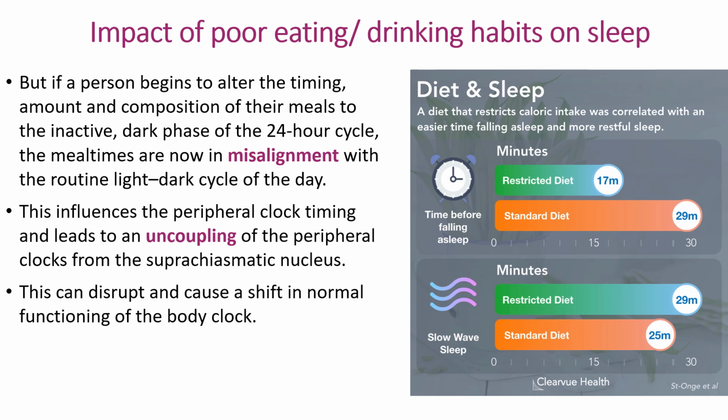Now, if we're erratic in terms of our eating and drinking habits, in terms of the timing of our consumption, the volume of food and drink that we're eating, if we're having caffeine late in the day, etc., then that basically creates a misalignment between our peripheral clocks, e.g. the liver, and our central clock, the SCN, which can disrupt our sleep-wake cycle.